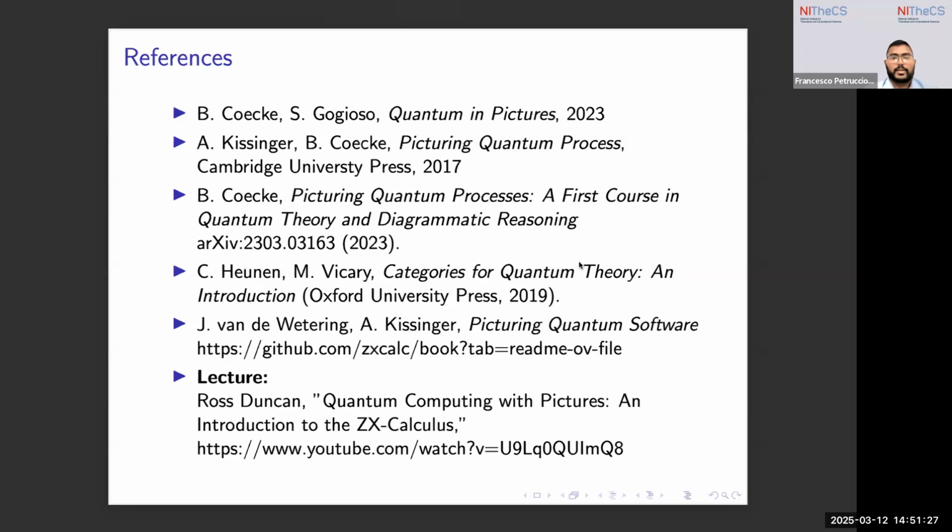And lastly, I'll end off with some references. The top two are the standard references for ZX calculus. Picturing Quantum Processes is a self-contained textbook in ZX calculus and related topics. Quantum in Pictures is a simplified way of explaining ZX calculus, and it's even been used to teach high school students about quantum mechanics. And then I've just listed some other resources on quantum mechanics that I've used. And I'll stop there. Okay, thank you very much.